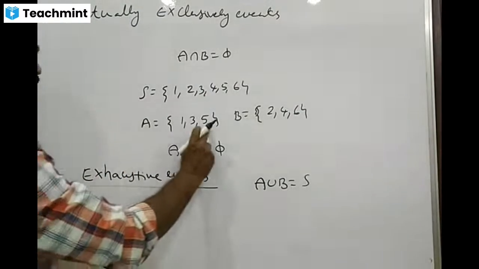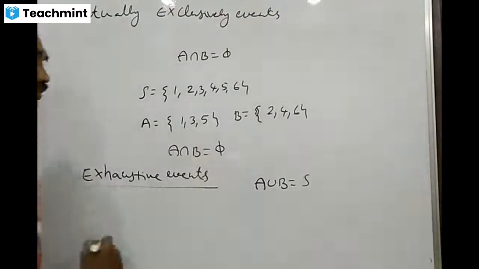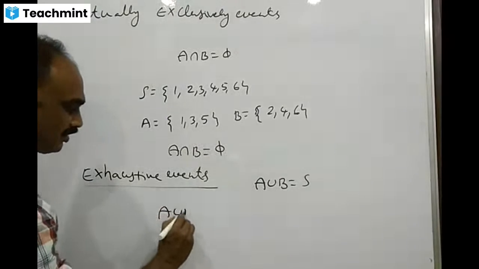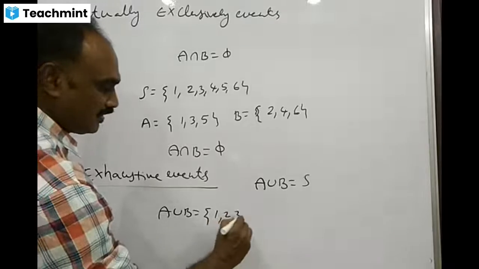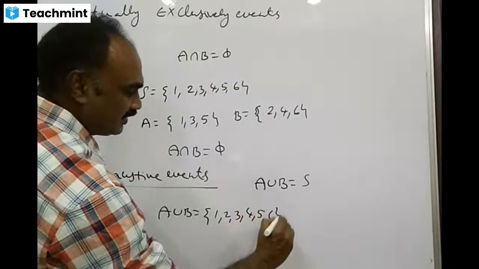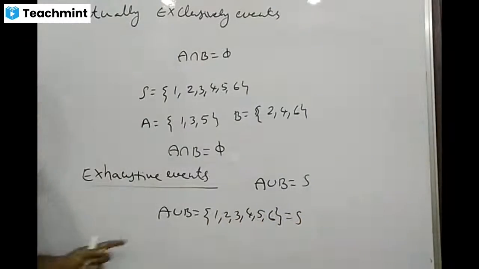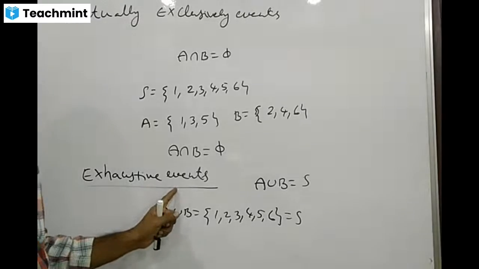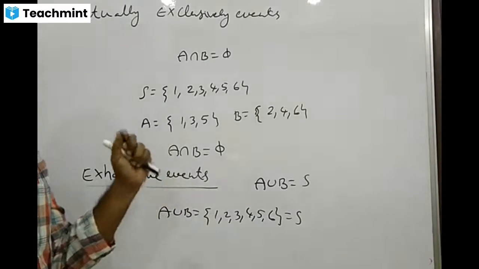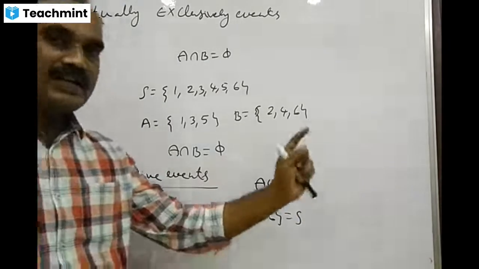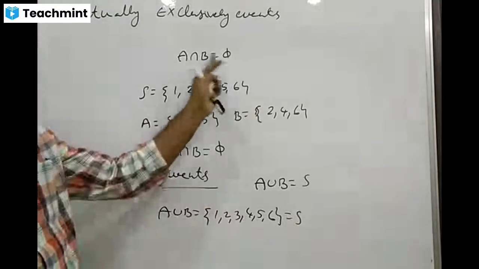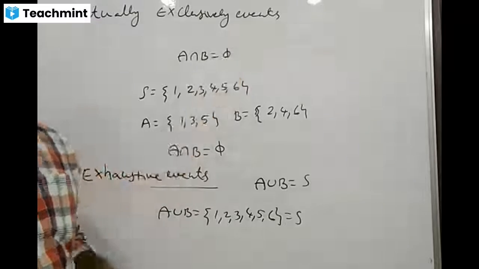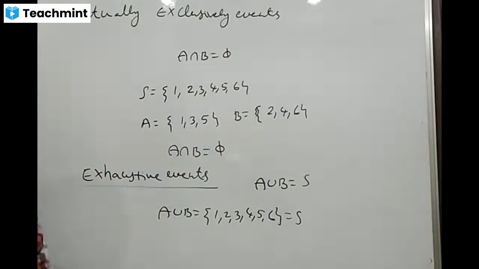Example, friends: A is equal to 1, 3, 5 and B is equal to 2, 4, 6. A union B is equal to 1, 2, 3, 4, 5, 6, that is equal to S. So exhaustive events: two or more events are said to be exhaustive if A union B is equal to S. And A intersection B equal to φ means mutually exclusive events.